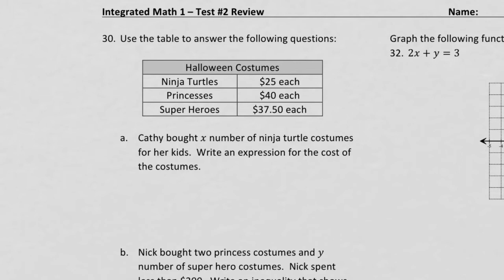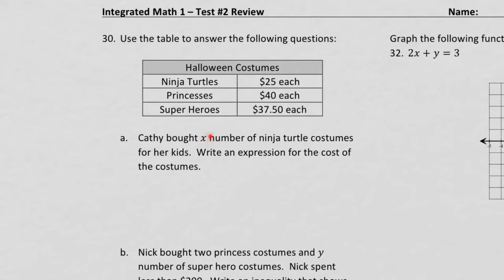Alright guys, let's continue with the last few problems. Number 30, use the table to answer the following questions. In the table we see that Ninja Turtles are $25 each, princesses, these are Halloween costumes, princesses are $40 each, and superheroes are $37.50 each. Kathy bought X number of Ninja Turtle costumes for her kids. Write an expression for the cost of the costumes.